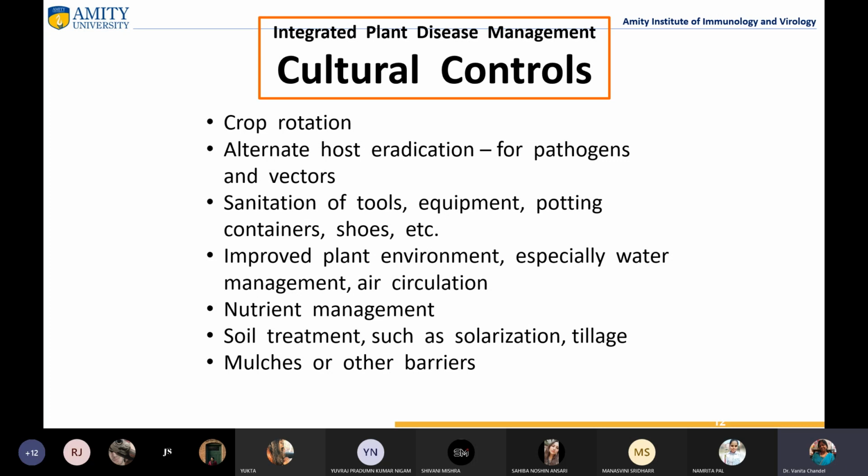Then improve the plant environment, water management, and air circulation. So proper spacing between the plants should be there. Nutrient management: nutrient deficient soils invite more pathogens, so proper nutrients which are required for plant growth should be provided. Soil treatment such as solarization. Soil solarization is basically a practice where the fields are covered with plastic sheets, maybe for 1 week or maybe for a longer duration.